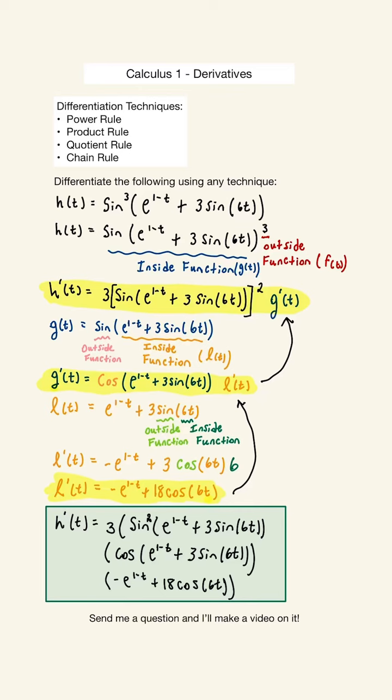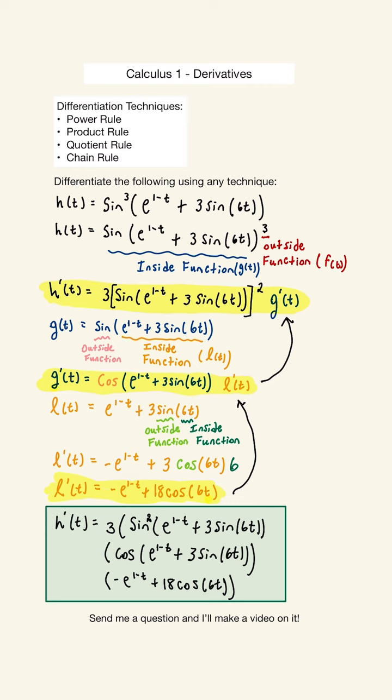Here we have another derivatives example problem, and we want to differentiate h of t, which is equal to sine raised to the third power of e raised to the 1 minus t plus 3 sine of 6t. And the first step in solving this is we can rewrite our expression where the cube root will be on the outside of the function.